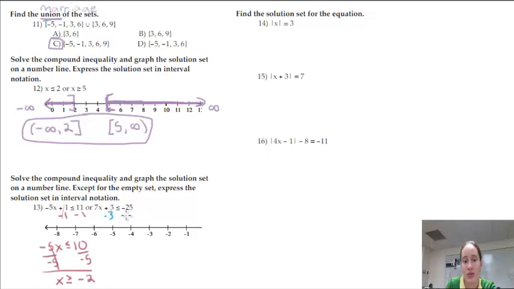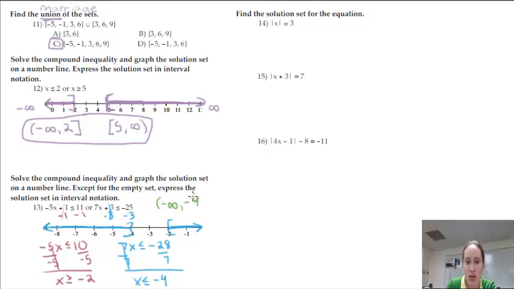I would subtract 3 from both sides and get 7x is less than or equal to 22. No, it's -25 minus 3, which is -28. Okay, -25 plus -3 is -28. Divide by 7 on both sides, and you get x is less than or equal to -4. So we're less than or equal to -4, which means we shade to the left of -4. We're greater than or equal to -2, so we shade to the right of -2. And then we put our interval notation. The part on the left here is from negative infinity to -4. The part on the right is from -2 to positive infinity.